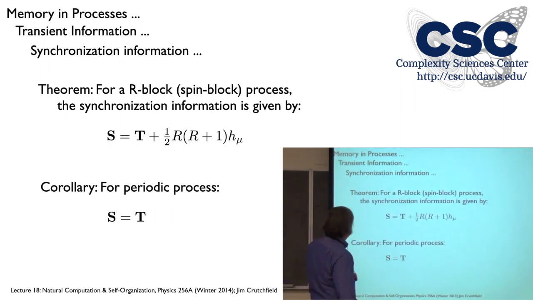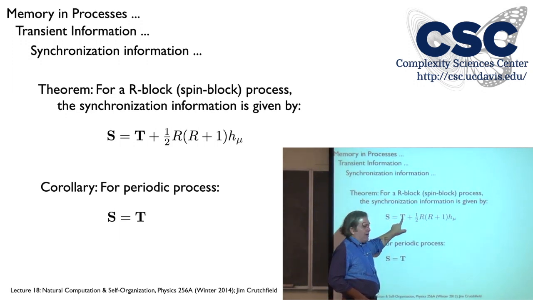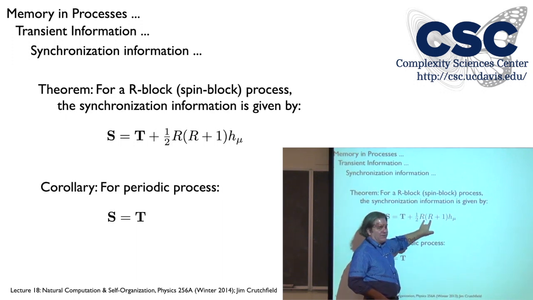So although there's a more general theory, sort of simple cases are what's covered in the paper, the regularities unseen paper. You can show that there's a direct relationship between this transient information, which is easy to calculate from the block entropy, and the synchronization information in the case that you have an R-block process.